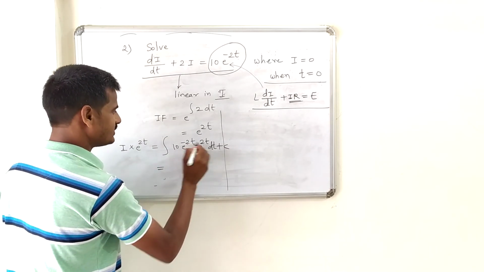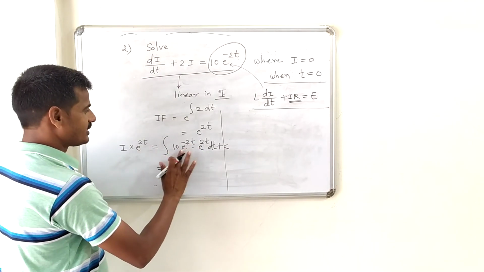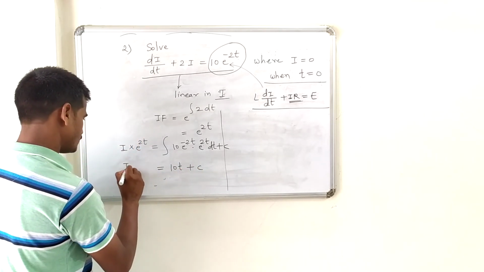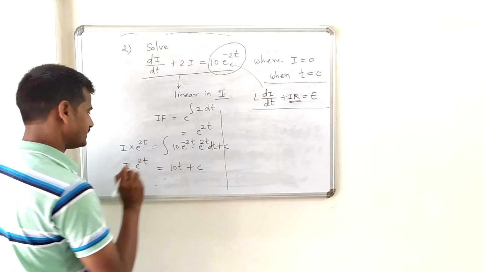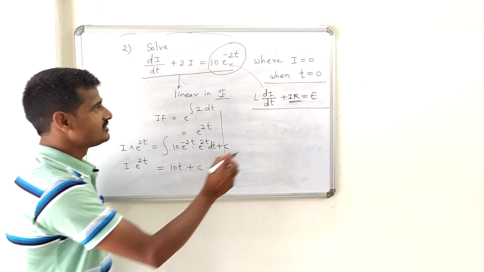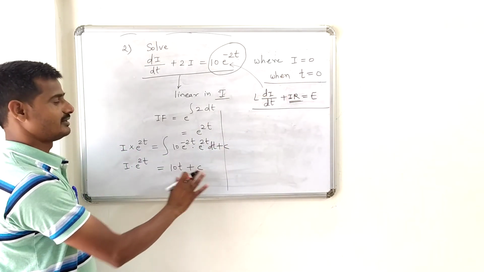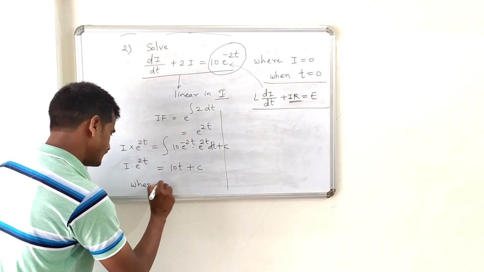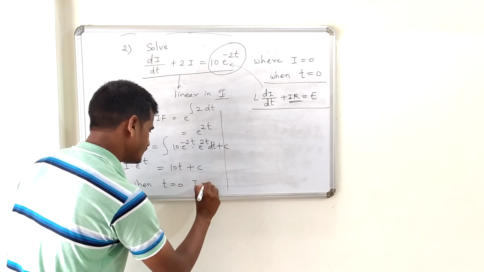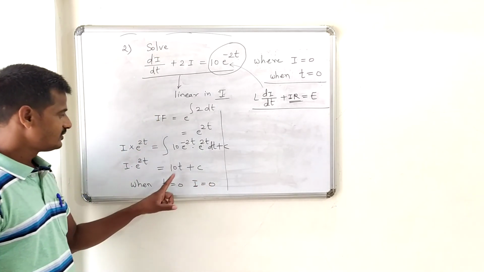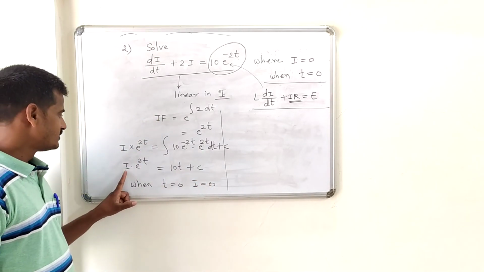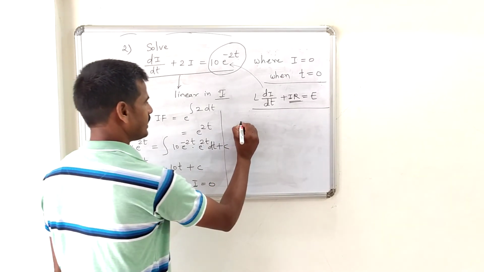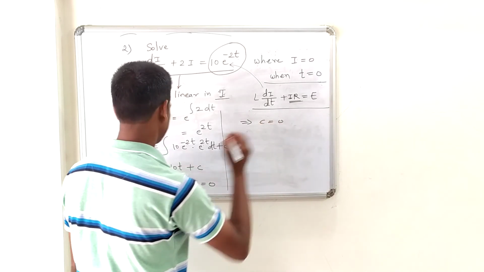So this will cancel with this. The integral of 10 dt is simply 10t plus c. So I e^(2t) = 10t + c. Now we will use this condition to determine the arbitrary constant c. When t = 0, I = 0. So t is 0 means this term is 0, I is 0 means this term is 0, which implies that c = 0.